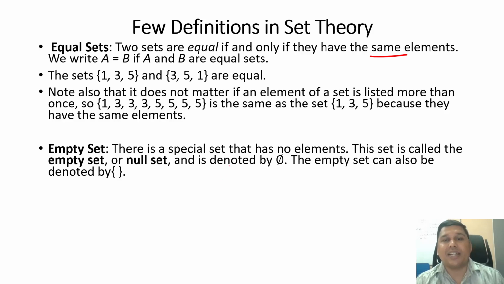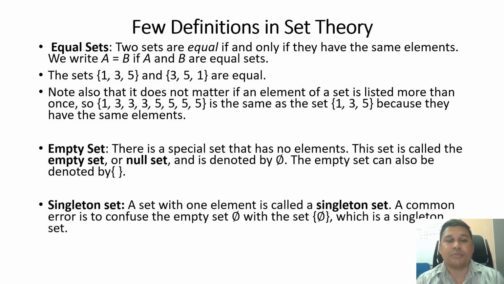Empty set: if a set has no element, we call that set an empty set or null set, which is indicated by this symbol, null or phi. Or we can also write the empty set like this, with flower brackets and no element. You can use any of these notations to represent the empty set.